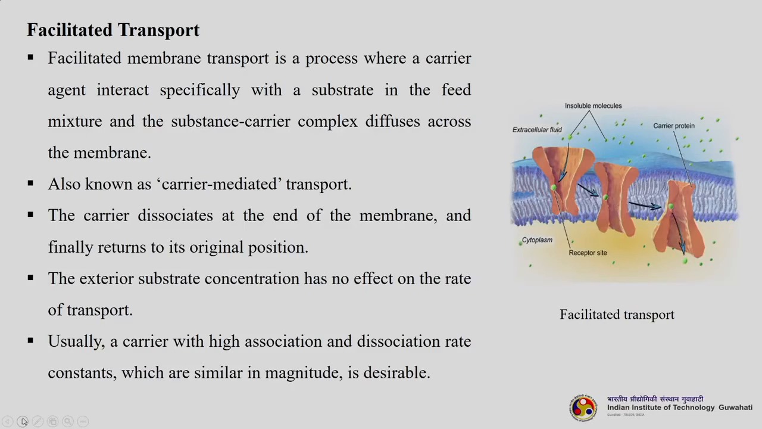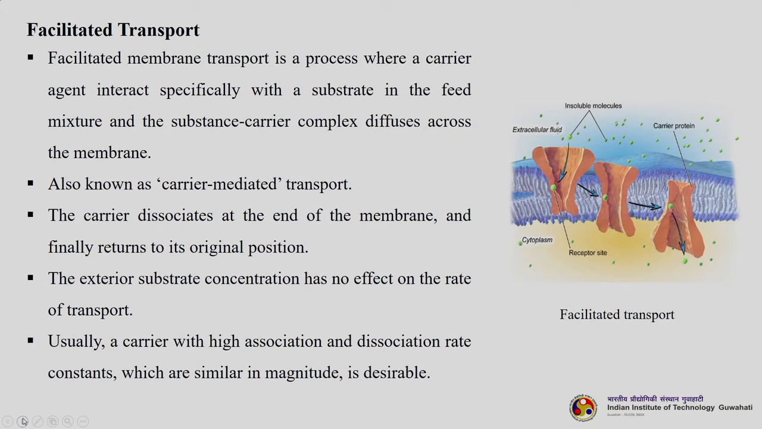So, let us now understand what facilitated transport actually means. It is a membrane transport process where there is a carrier agent which interacts specifically with a substance in the feed, substrate in the feed, and the substance carrier complex diffuses across the membrane. As you can see in this particular figure, this is a facilitated transport mechanism.